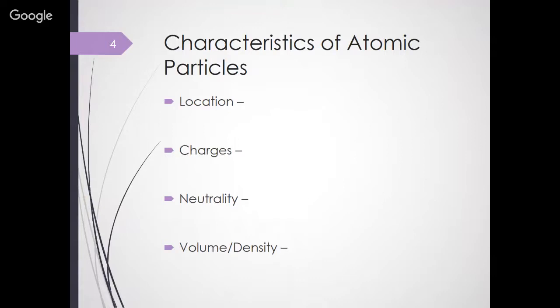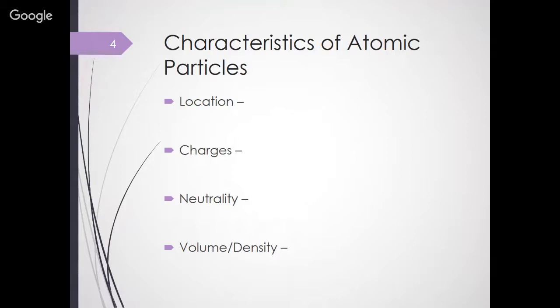So what are the characteristics of atomic particles? Location. In the nucleus of the atom, you have your protons and your neutrons. Your electrons float around on the outside in their own little special orbitals. The charges. A proton is positive, an electron is negative, and a neutron is neutral. So for any given atom, it's going to start off with an equal number of protons and electrons. So that means that an atom will be neutral unless you add some electrons in or take some electrons away.